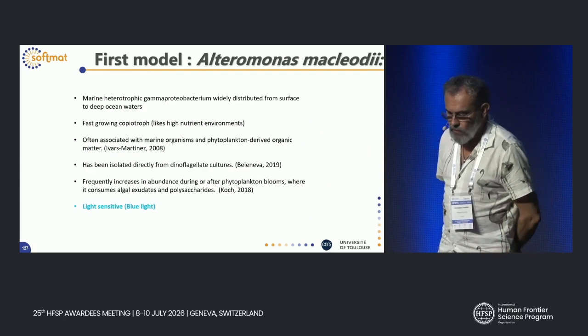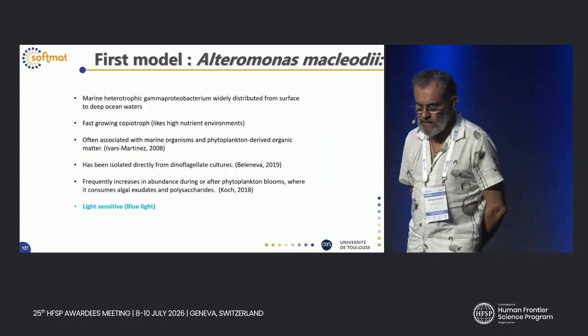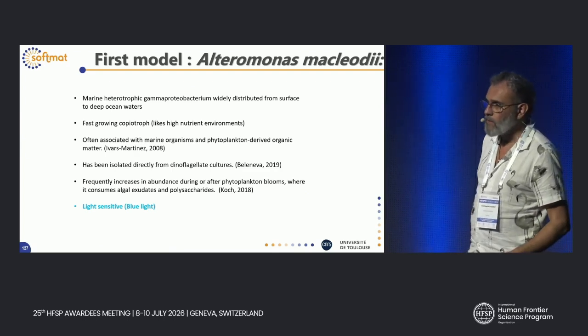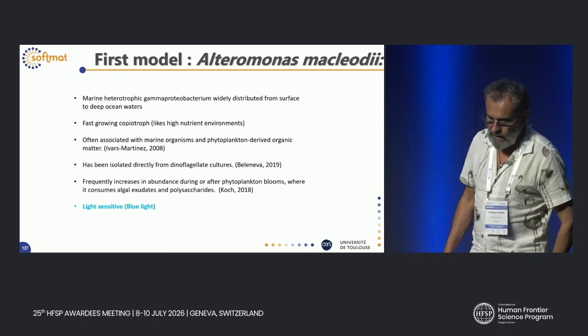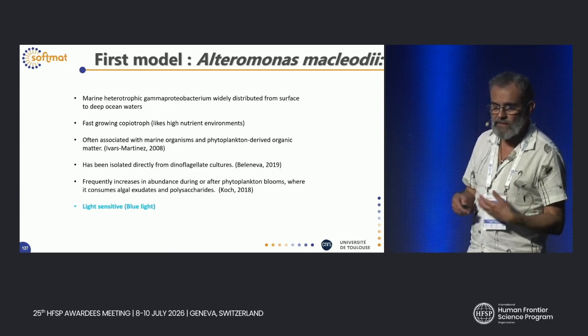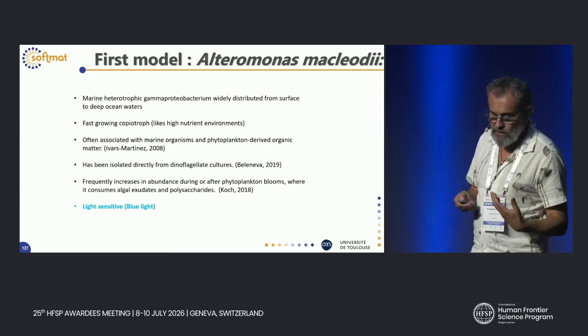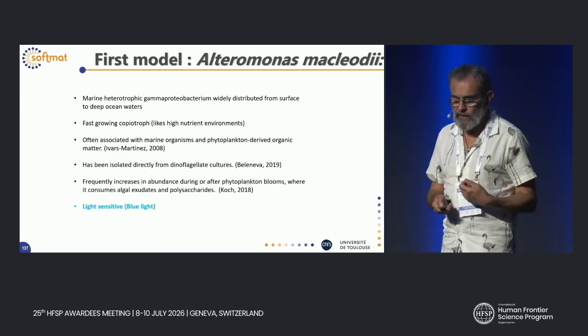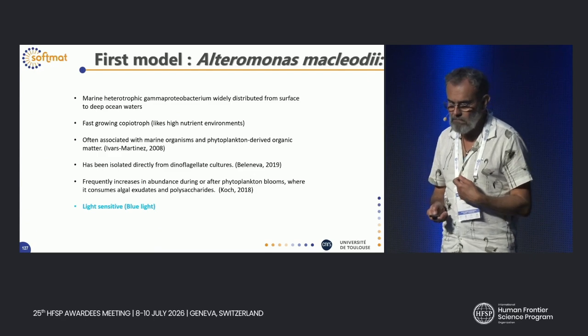The model that was selected by the people from Sydney is Alteromonas macleodii, which is a quite common bacterium found in the ocean. It is always found associated with algae, and it's quite sensitive to blue light. So that was also a good point to start with blue sensing bacteria.